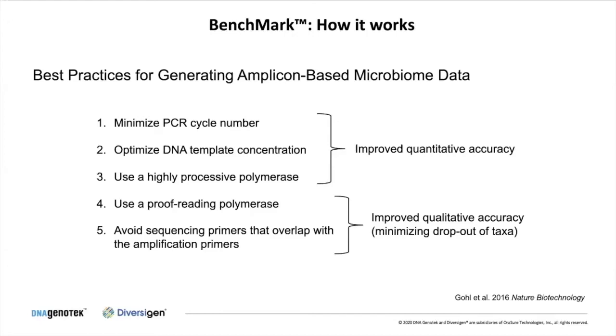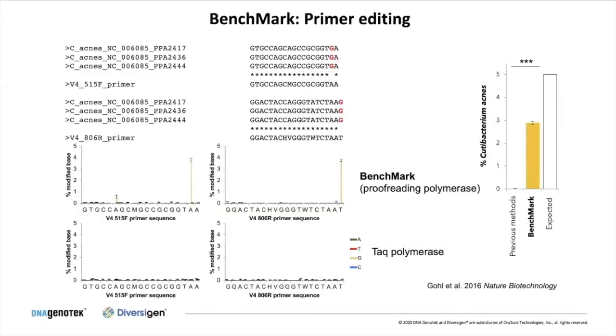And then we also uncovered something that was relatively unexpected, which is the ability to improve also the qualitative accuracy of these methods by minimizing the dropout of taxa. And the way that we did this was by incorporating a proofreading polymerase, which we thought might help to minimize substitution errors and decrease the error rate in sequencing and improve your ability to reliably classify organisms. But it also had the unexpected effect of enabling something that we've dubbed primer editing.